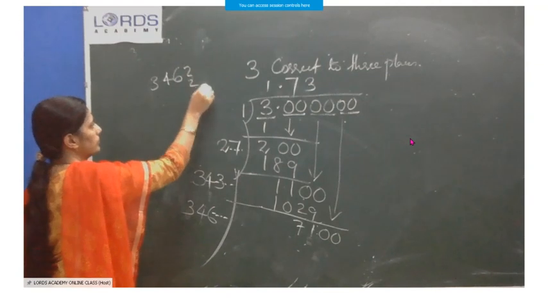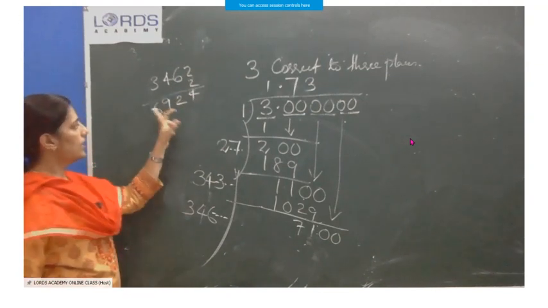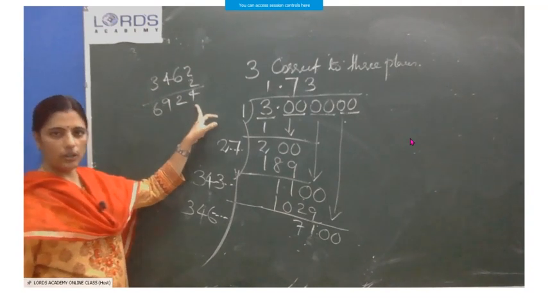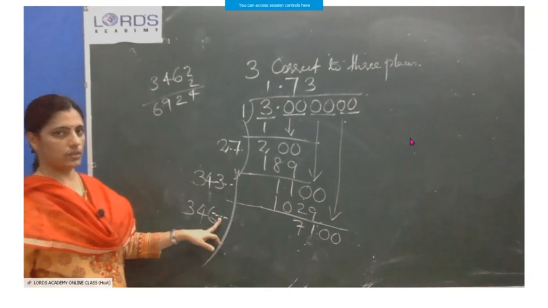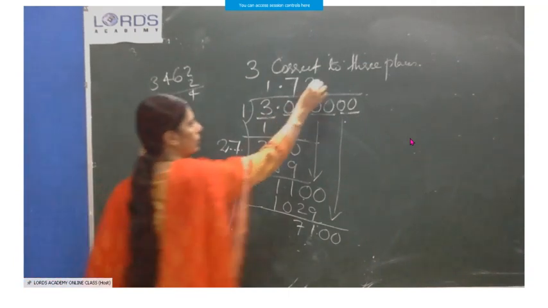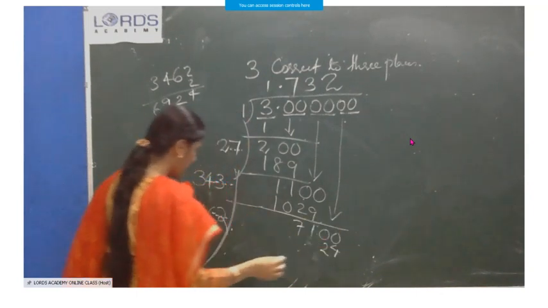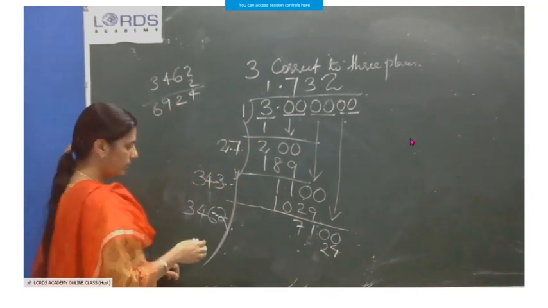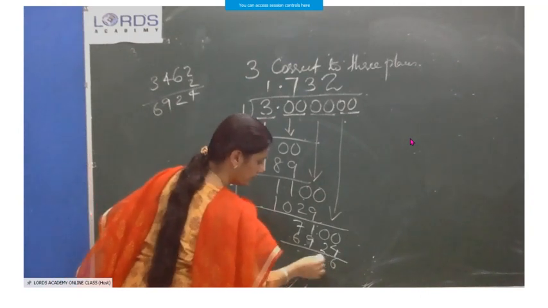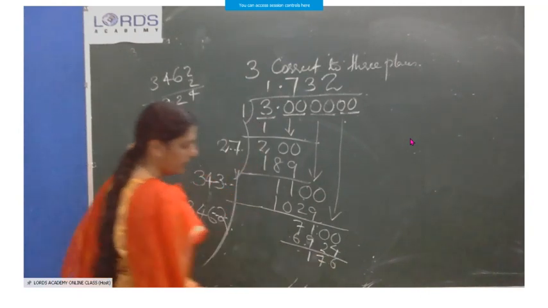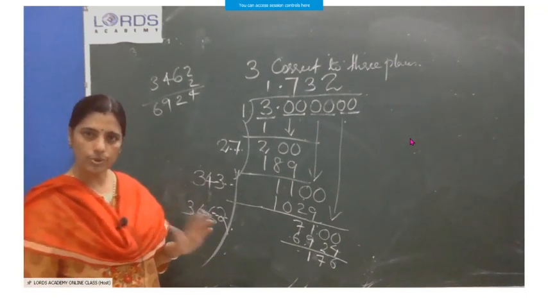6, 2. Yes, 6924. That is the only possibility. If you take 3, it will be more than 9000. So 2 here, 2 here. The procedure is the same, but it's lengthy, that's all. Yes, subtract.